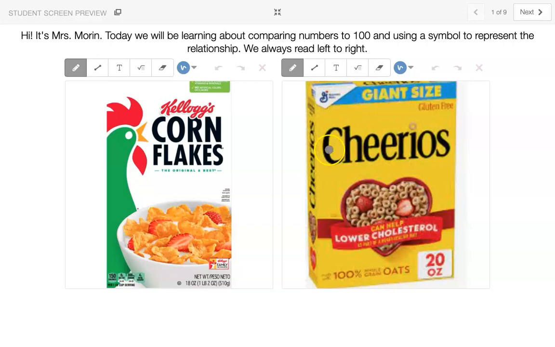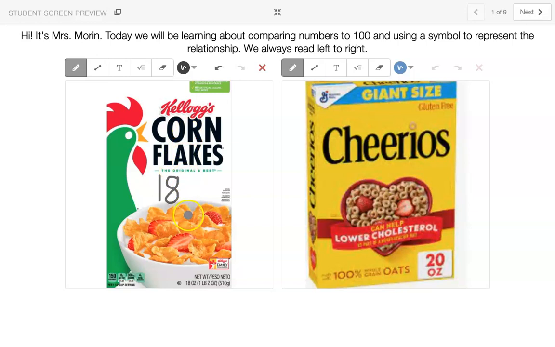All right, so I have my 2 boxes of cereal here. I want to know how much each one of them weighs, and if I look down here, I can see the cornflakes is 18 ounces. So I'm going to write that here. 18 is my number for the cornflakes.